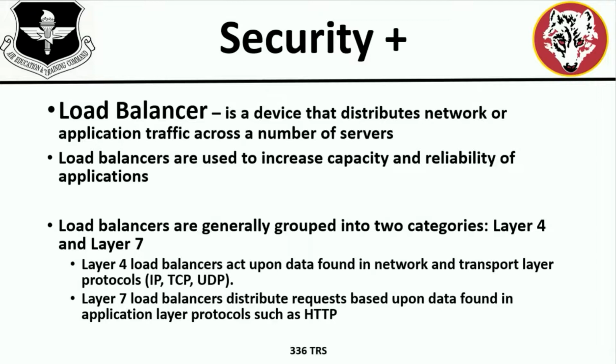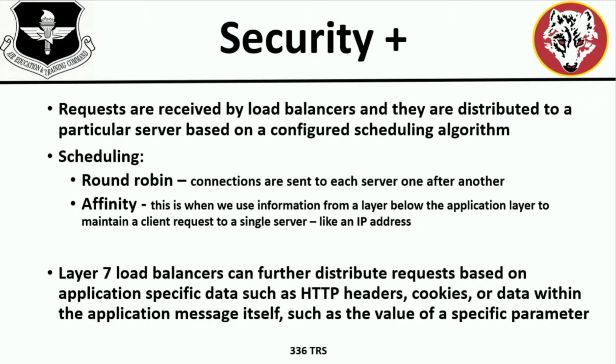Layer 4 load balancers act upon data found in the network or transport layer protocols such as IP, TCP, UDP. Layer 7 load balancers distribute requests based upon data found in the application layer protocols such as HTTP. Requests are received by load balancers and they are distributed to a particular server based on a configured scheduling algorithm.